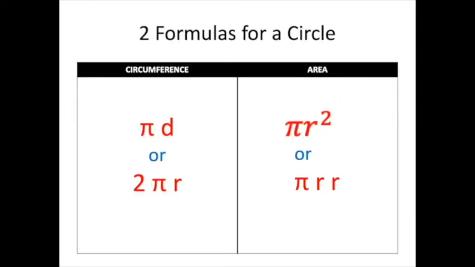So far we have learned 2 formulas for a circle. The first one we talked about yesterday, the circumference equals pi d, or 2 times pi times r, since diameter is the same thing as 2 times the radius. The other formula that we learned is the formula for the area, which we learned today. Area equals pi r squared, or pi times r times r.